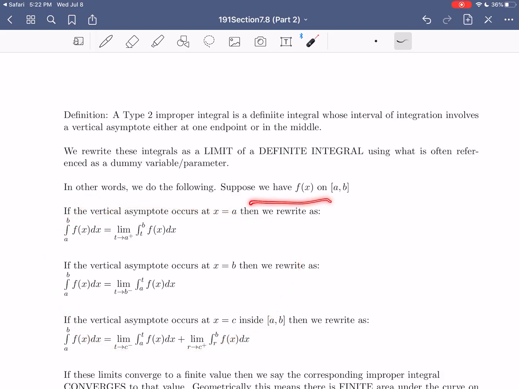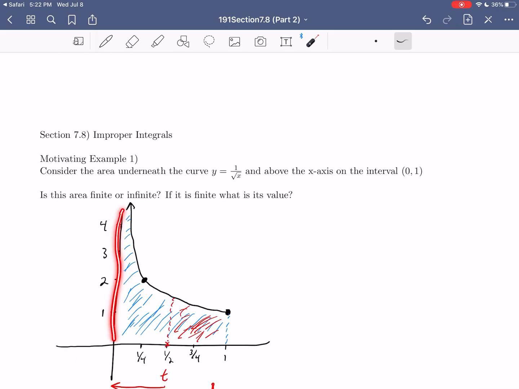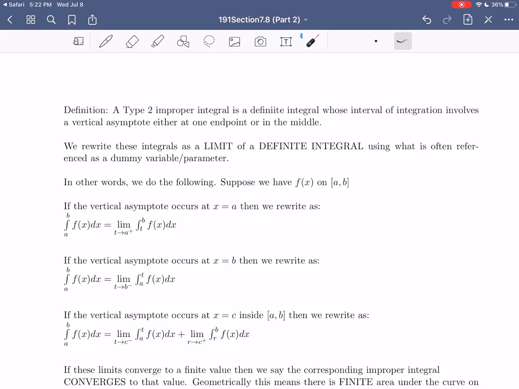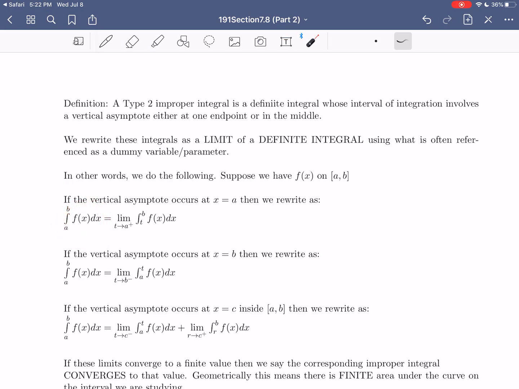Suppose we have f of x on an interval a to b. If the vertical asymptote occurs at x equals a, which is exactly what happened here, if it occurs at the left endpoint, then we will convert the integral from a to b of f of x dx as the limit as our parameter t approaches a from the right, so a plus, of the integral from t to b of f of x dx. Notice what we're basically doing is replacing that a, since that's where the vertical asymptote occurs, with a limit as t approaches a from the right.